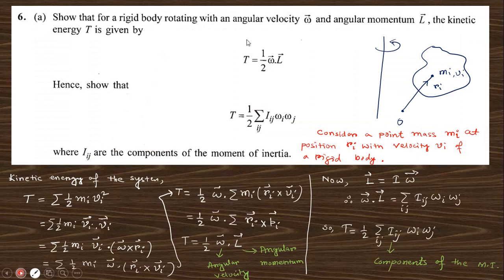For a rigid body rotating with angular velocity omega and angular momentum L, the kinetic energy T is given by this, so prove that also. Take a body with any position Ri, with mass mi and velocity vi. You can say kinetic energy is half m v squared. This v squared can be written as v dot v. So v is written as omega cross r, and if you rearrange using this box product, you will get this one. This omega is constant, so you can take it out of the summation, and m is taken inside, so m times vi is pi, r cross p is L, so the summation of Li is L, and you get this expression.